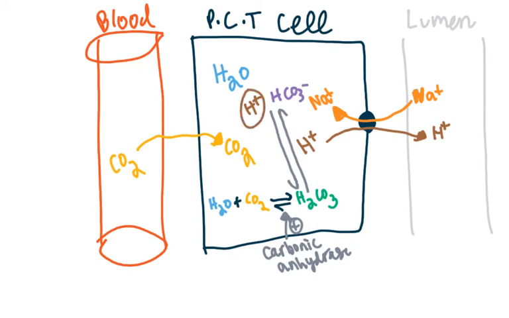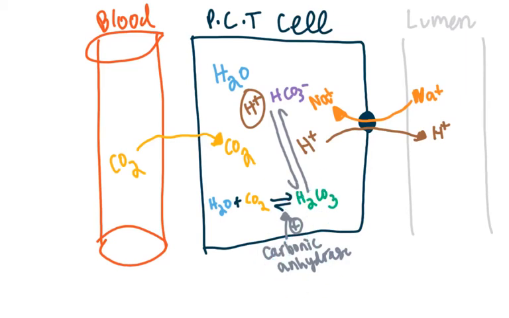Let's review that one more time. CO2 can enter from the blood into the proximal convoluted tubule via the basolateral side, and CO2 and water can react with each other, forming carbonic acid via carbonic anhydrase.